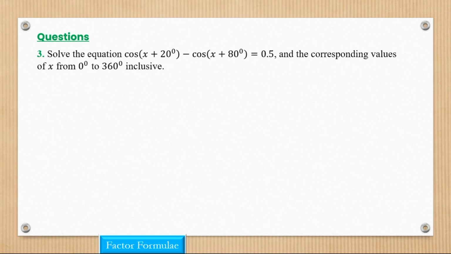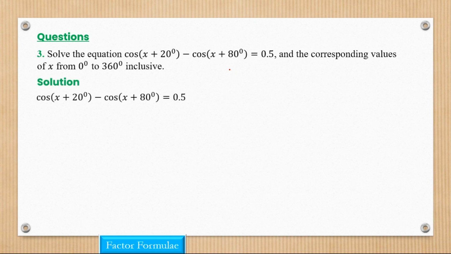Alright, let's go to question number 3. Question number 3 is slightly different. We have this and that. This is actually still a factor formula question, because we have a cos here and a cos here, and you can see that the values in the brackets are different. We have x plus 20 here and x plus 80 here. So this is a factor formula question being equal to 0.5.